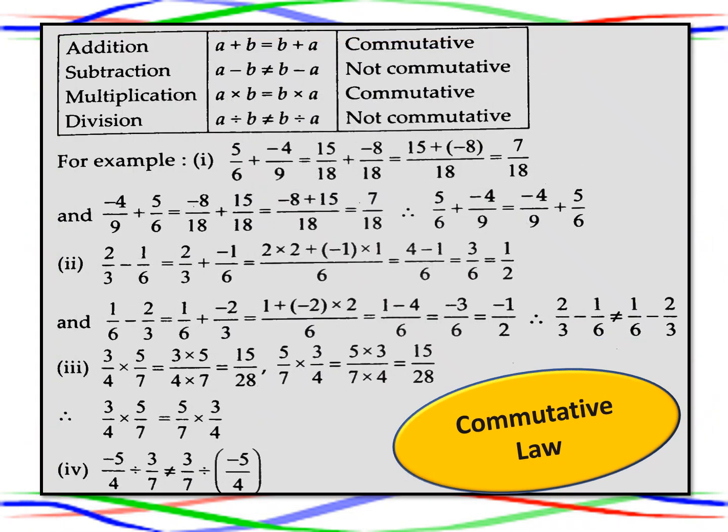Commutative property. The commutative property for rational numbers is again very similar. When we add two rational numbers, we take the LCM of the denominators. So, is there any difference in the order in which it is added? Whichever the order is, the answer will be the same. It is shown there, 5 by 6 added to minus 4 by 9.